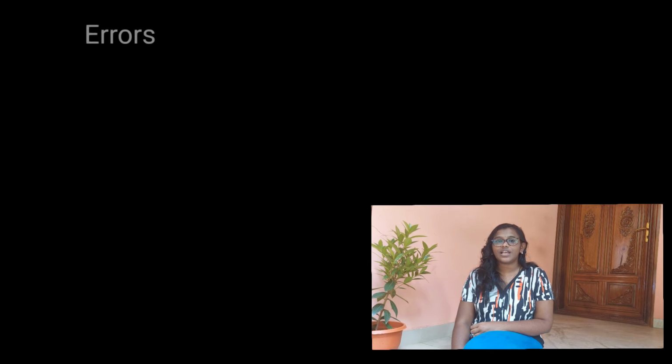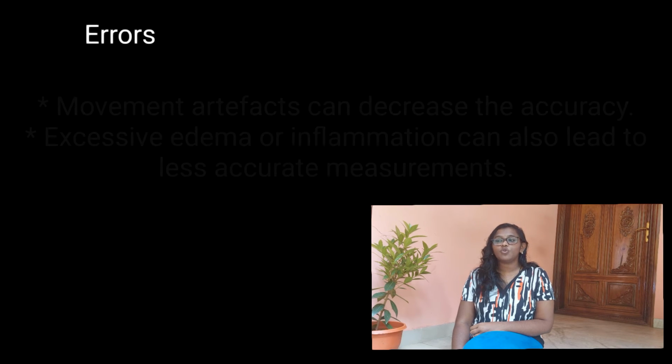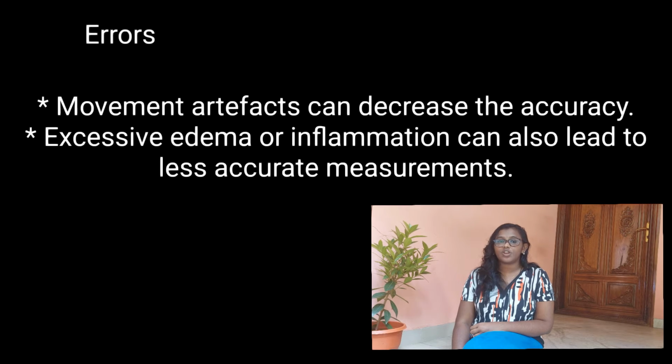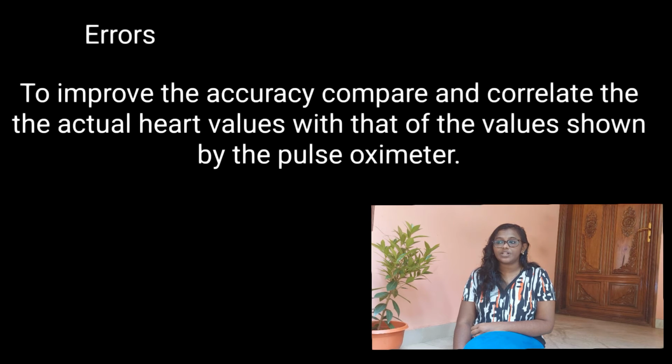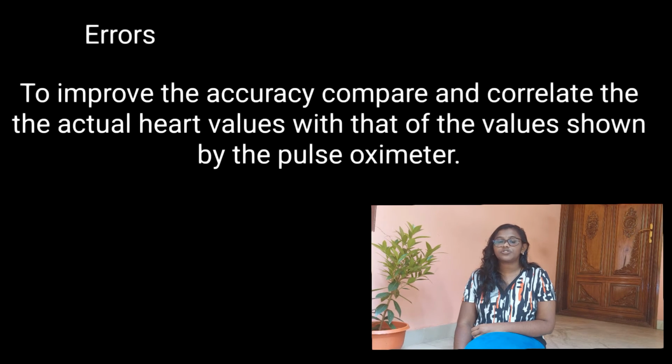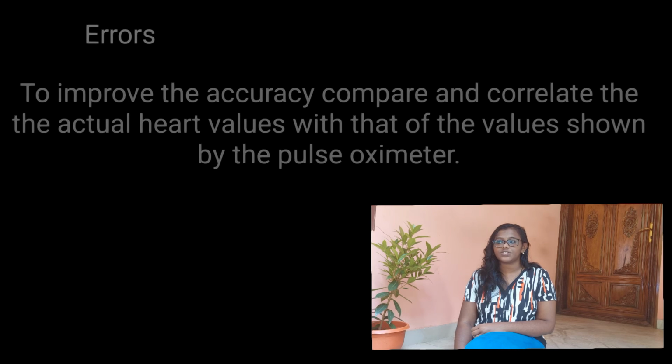There are some errors that can occur while taking measurements with a pulse oximeter. Due to movement artifacts, accurate values cannot be obtained, and excessive edema or inflammation will also lead to less accurate measurements. So, in order to improve the accuracy while taking the measurement, we can compare and analyze the actual heart rate with the pulse rate value shown on the pulse oximeter. It should correlate closely, and in this way we can decrease the errors occurring due to body movements. Now moving on to the types of pulse oximeter.